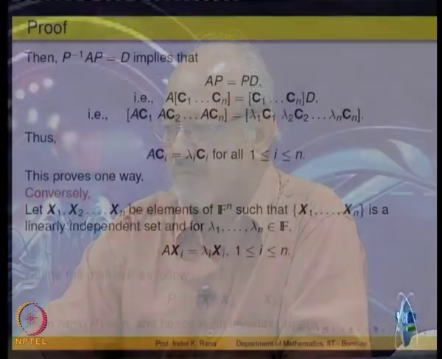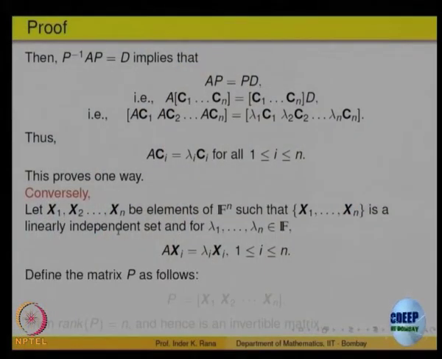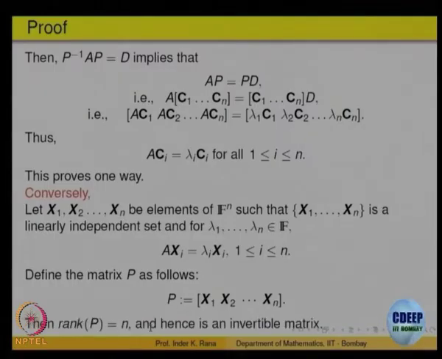So, let us construct the matrix with these as the column vectors. P is defined with these vectors as the column vectors. These being linearly independent, it is a linearly independent set, so this is invertible. So, rank of P is n, it is an invertible matrix.